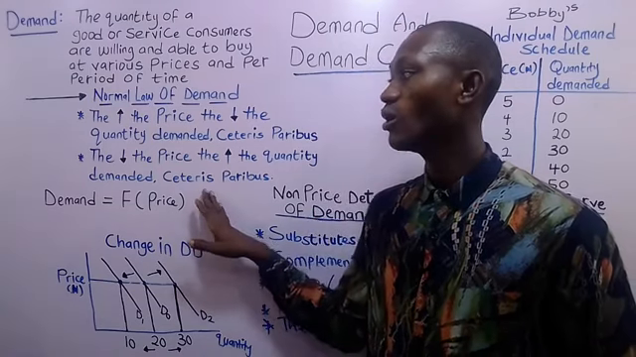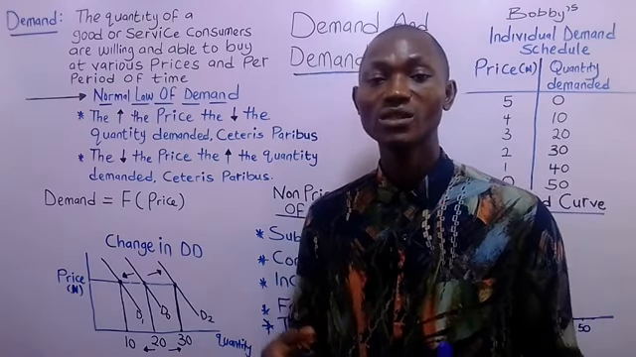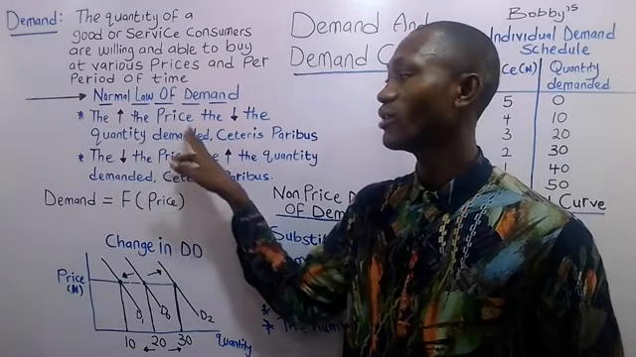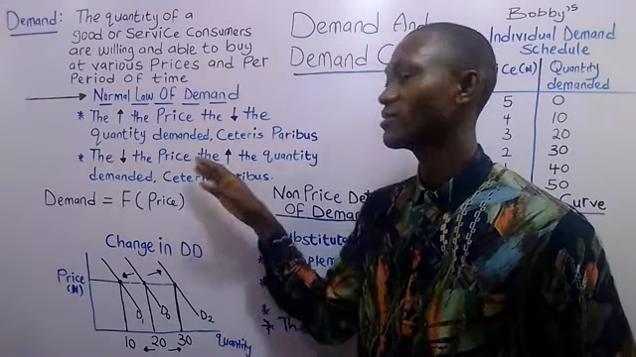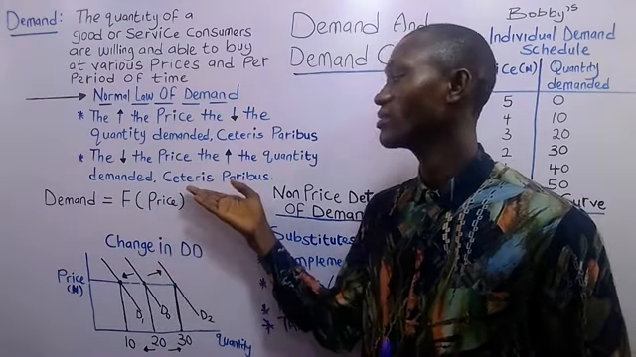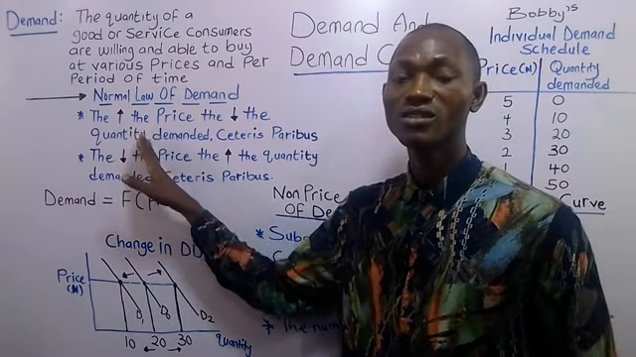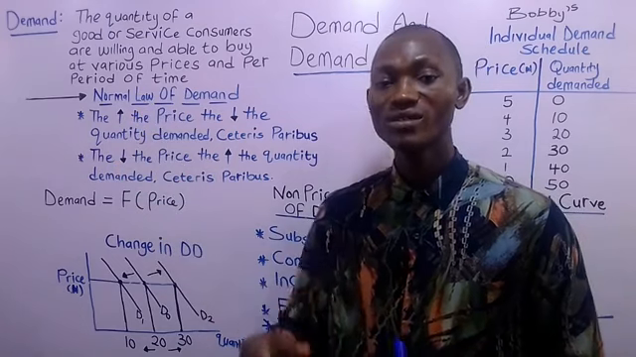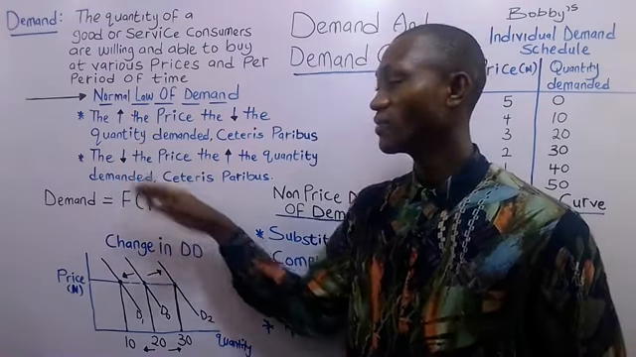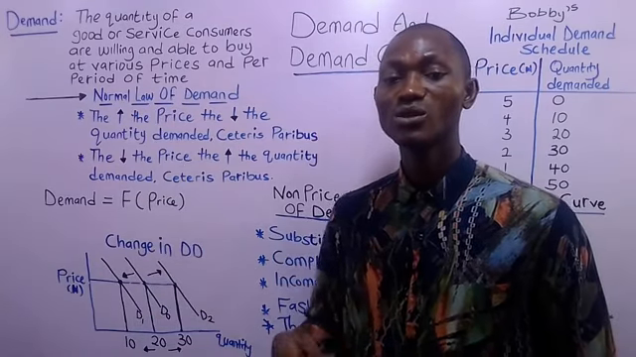So with this law, we will have price and quantity demanded to have an inverse relationship. And the law is stated thus: the higher the price, the lower the quantity demanded, ceteris paribus, and the lower the price, the higher the quantity demanded, ceteris paribus. So when the price of a commodity is high, it is a warning signal for the consumers to buy less. And when the price of a commodity is very low, it is a positive signal for the consumers to buy more.